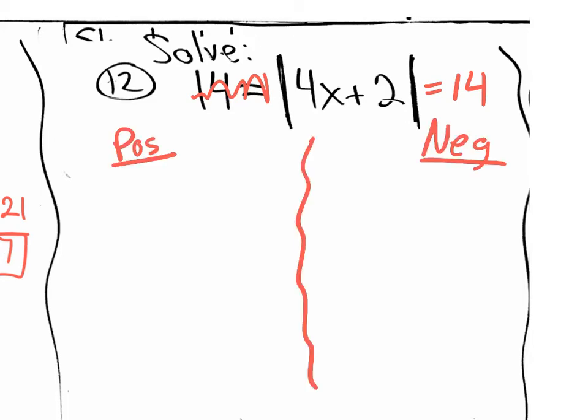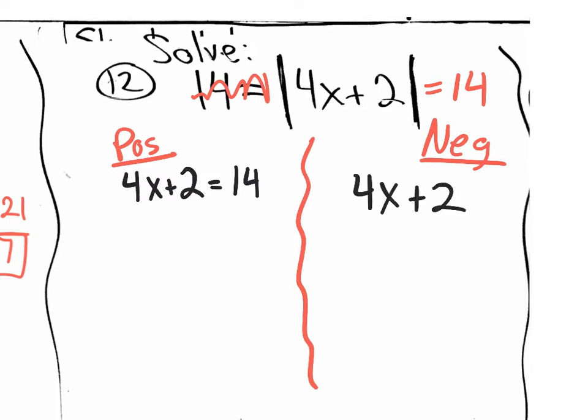So the positive situation is writing it exactly the way it is without the absolute value sign. And the negative situation is the same exact thing, 4x plus 2, but instead of 14, I want to put a negative 14, because it's the negative situation. Now we're going to solve both, so I'm going to focus in on this equation over here.